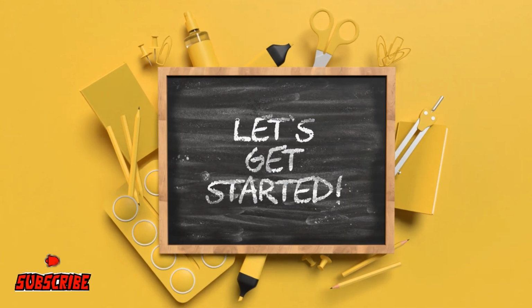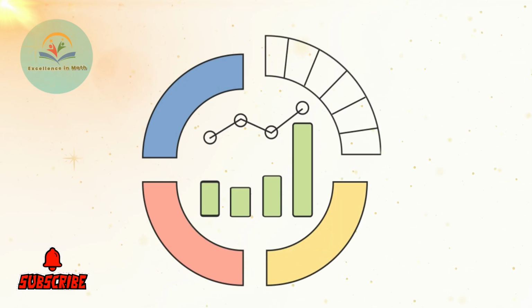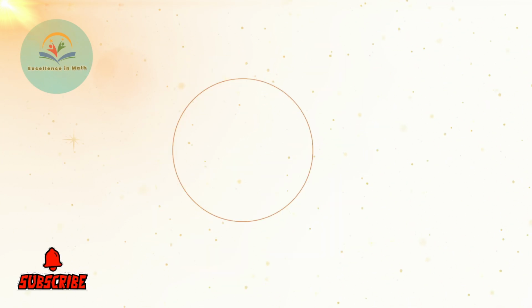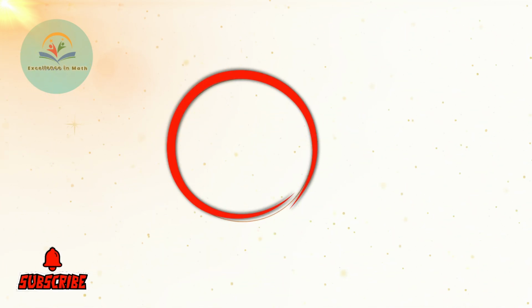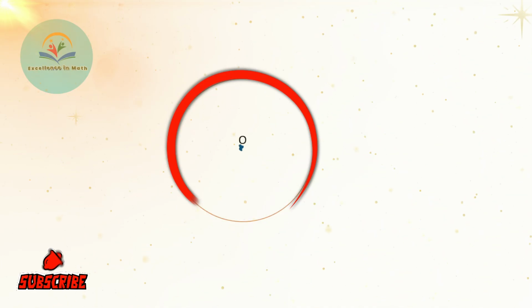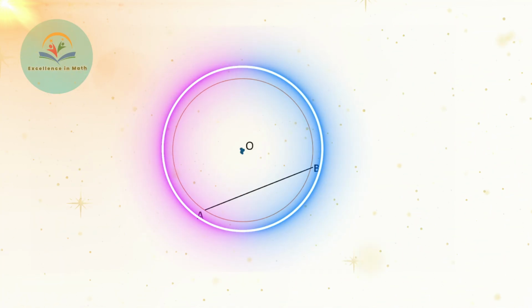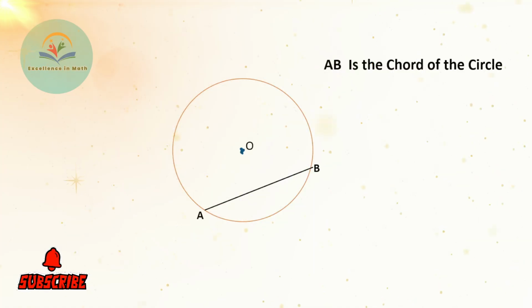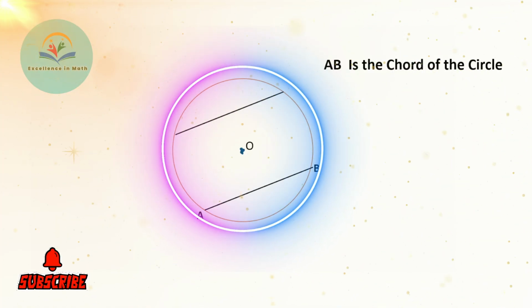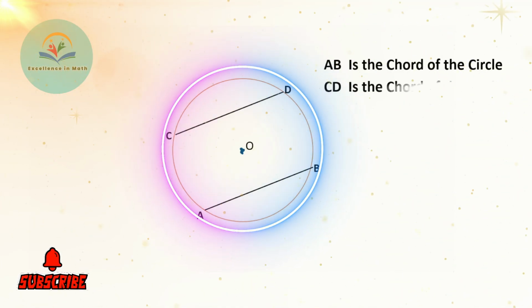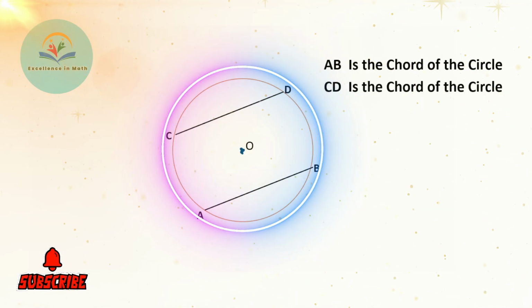Let's try to understand this with the help of visualization. For that, consider a circle whose center is at O. Clear? Now, let's consider the chord whose endpoints A and B are on the circle. So we can say that AB is a chord of the circle. Similarly, another chord CD whose endpoints are also on the circle. So we can say that CD is a chord of the circle.